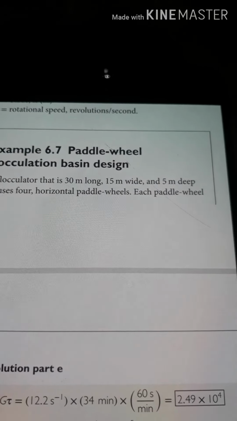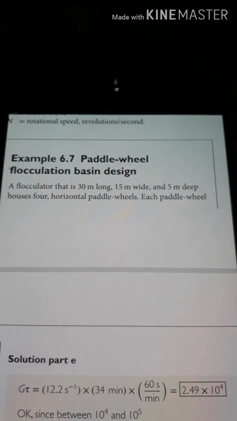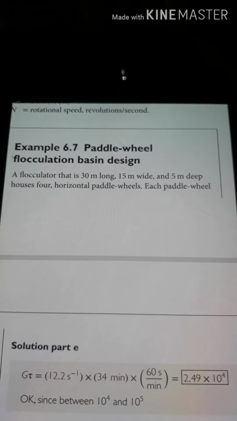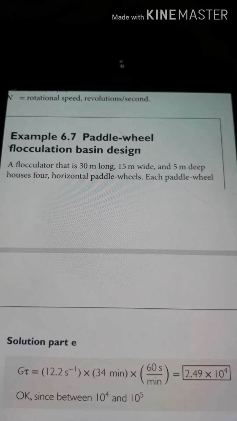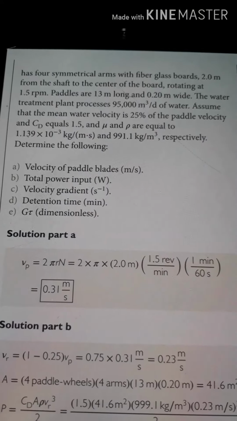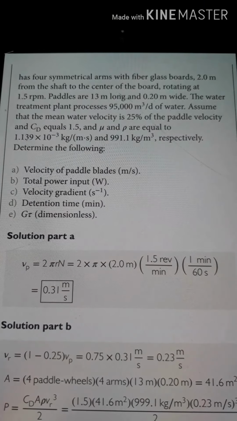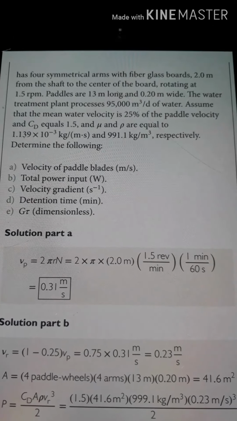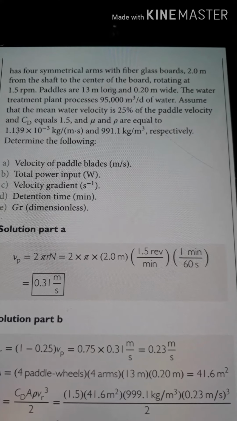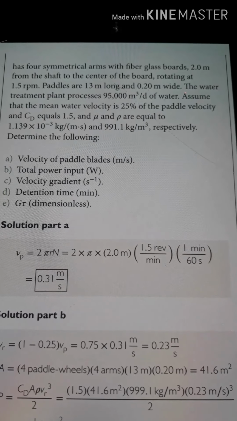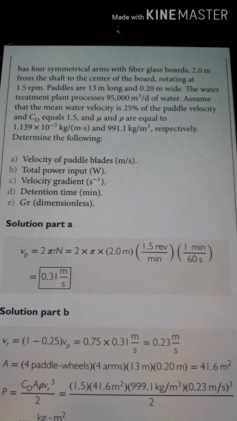For our paddle wheel flocculation basin design, a flocculator that is 30 meters long, 15 meters wide, and 5 meters depth houses 4 horizontal paddle wheels. Each paddle wheel has 4 symmetrical arms with fiberglass boards, 2.0 meters from the shaft to the center of the board, rotating at 1.5 RPM. Paddles are 13 meters long and 0.20 meters wide.